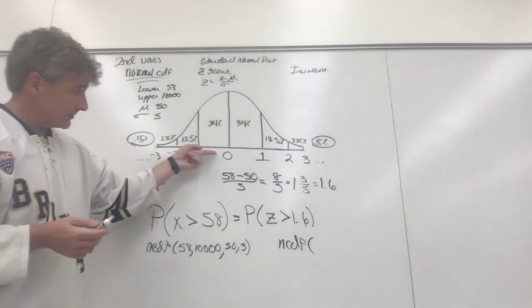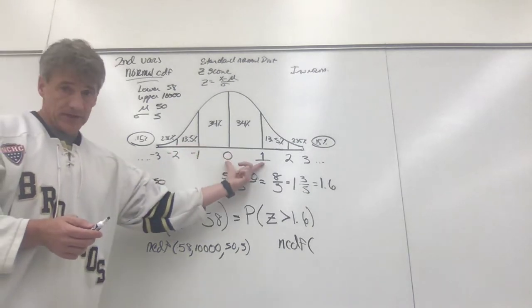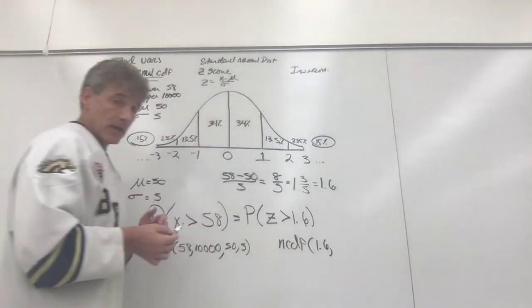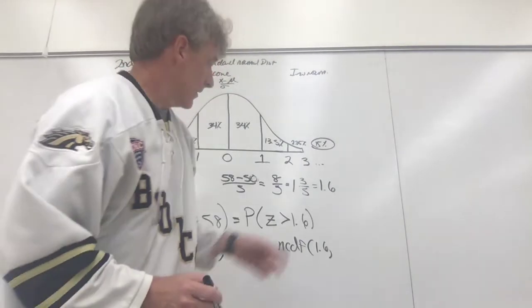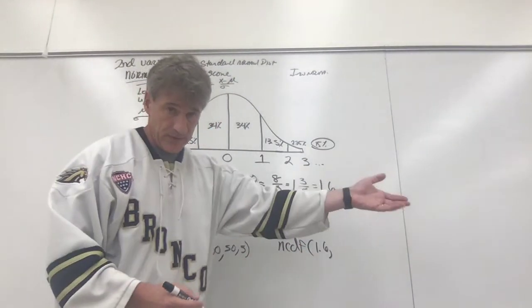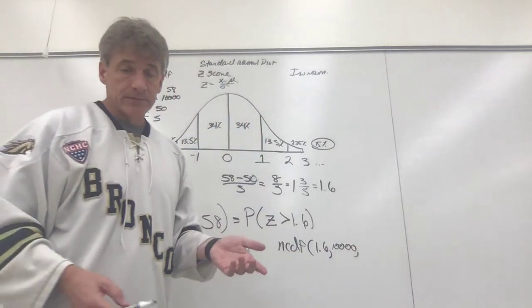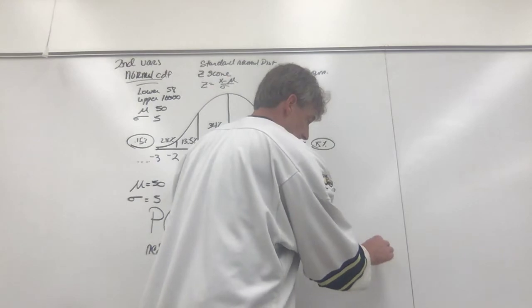Now, if I did it in z-score land, normal CDF. Now remember, in z-score land, the mean is 0, and the standard deviation is 1. So our lower begins with 1.6. Our upper is going to be, again, infinity, but we use 10,000. Sorry, folks, I don't know why it cut out on me. And then our mean is 0, and our standard deviation is 1.